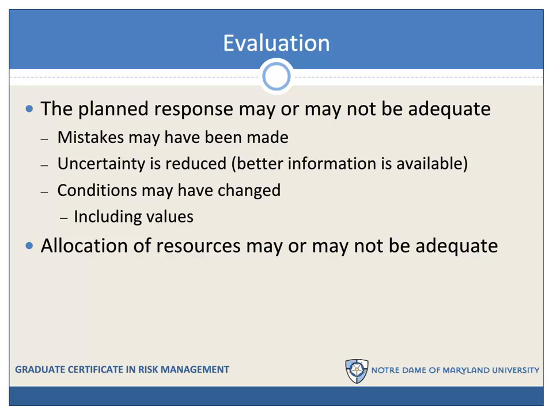The evaluation may reveal that your risk management decision may not be adequate for any number of reasons. Mistakes may have been made in the assessment or the risk management decision. Reductions in uncertainty may produce better information that points in the direction of a better solution. It's also possible that conditions may have changed that increase or decrease the risk. Changes in values may change the decision-making environment, making some solutions more or less acceptable. The evaluation process can confirm whether adequate resources have been allocated to risk management.